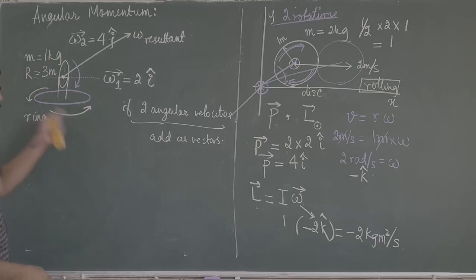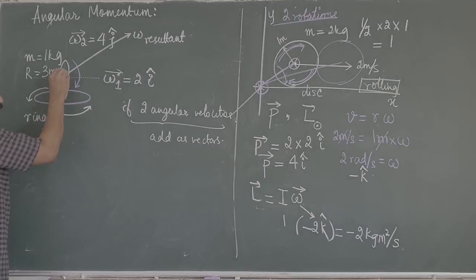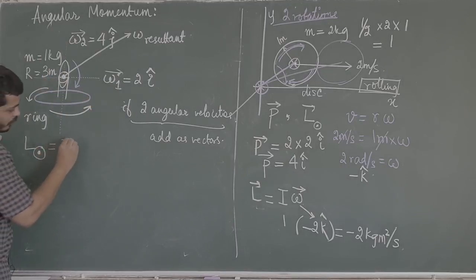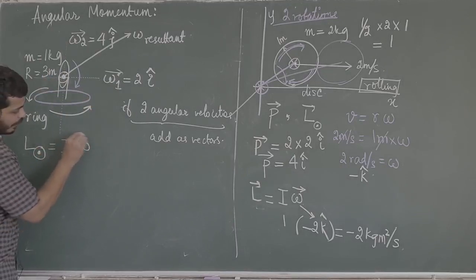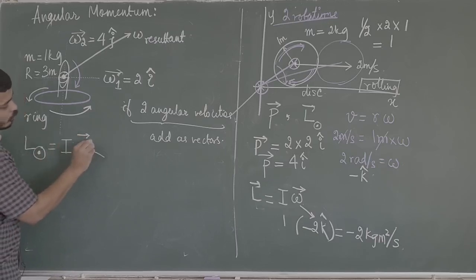What is the angular momentum of the system about the center, about this point where both of the axes are coinciding? What is the angular momentum about the center? When the angular momentum is asked, you would obviously write L is equal to I omega. But keep in mind, there are two omegas over here.